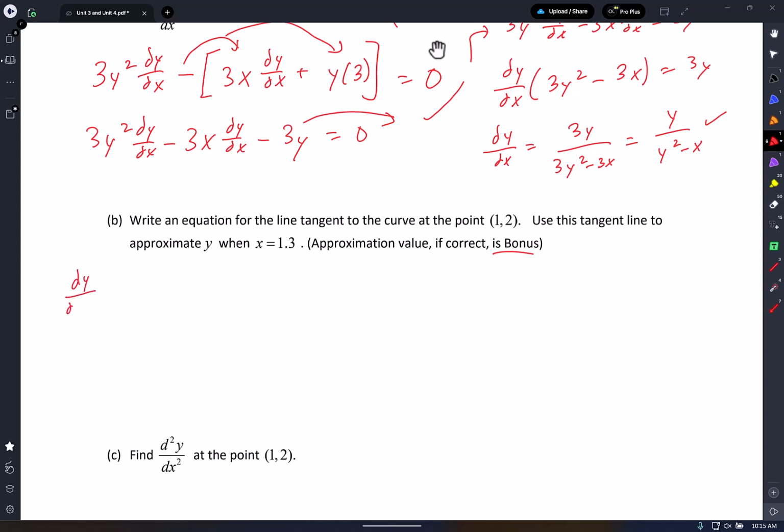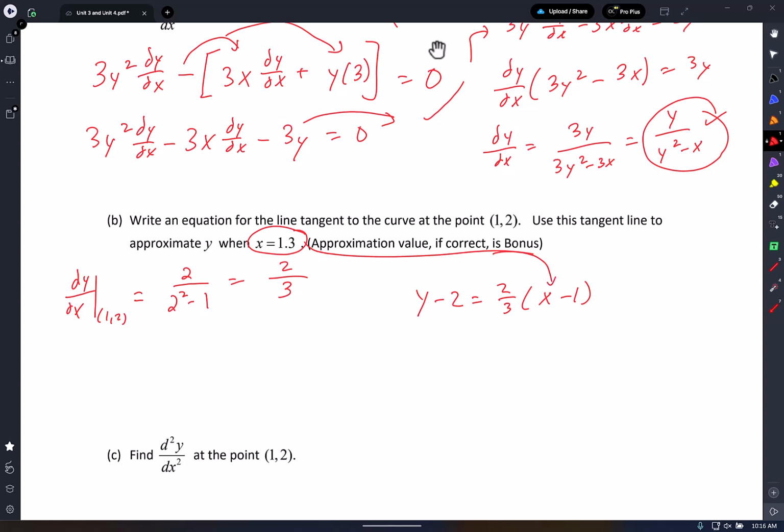So dy dx evaluated at 1, 2 is 2 over 2 squared minus 1. So 2 over 4 minus 1, where 2 squared is 4, and 4 minus 1 is 3, so 2/3. I don't see any issues. All right, so here we go. Y minus 2 equals 2/3 times x minus 1. I want to approximate at 1.3, so that's what I'm going to plug in right there.